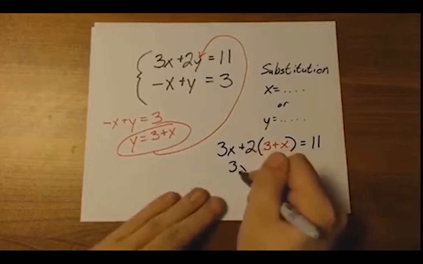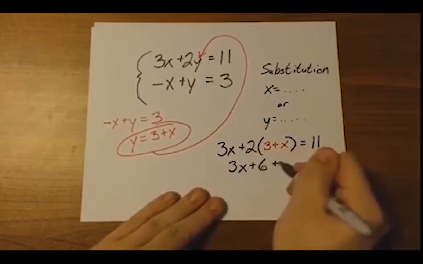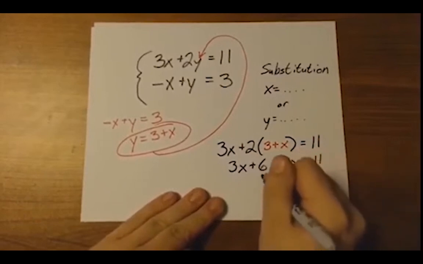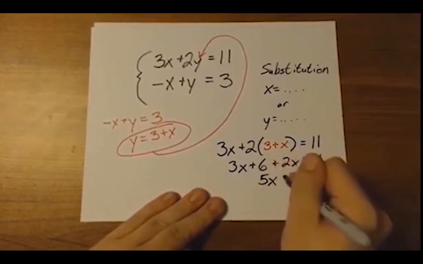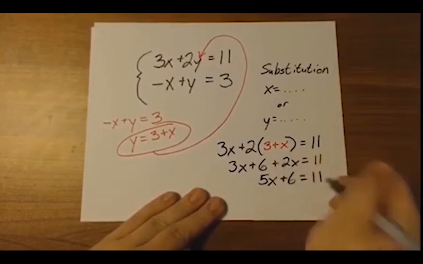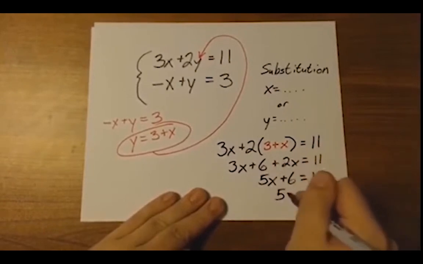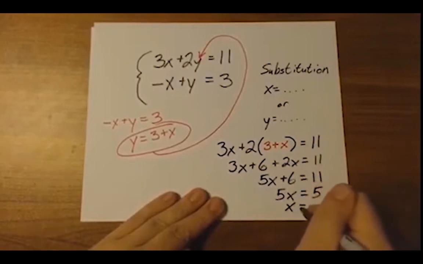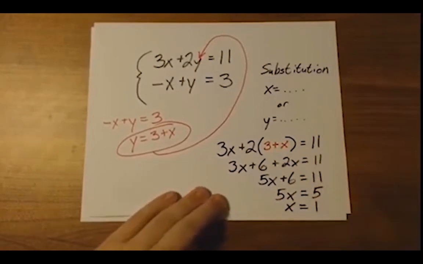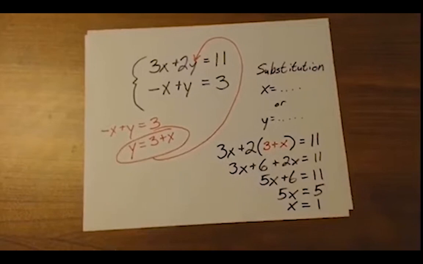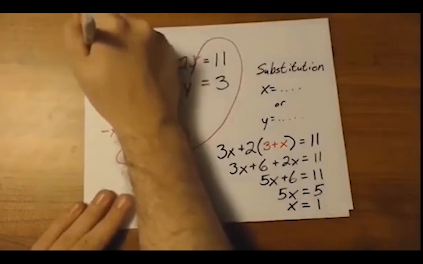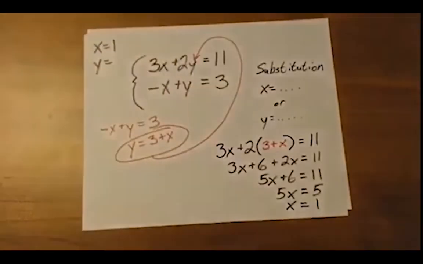So now 3x plus 6 plus 2x equals 11, which means 5x plus 6 equals 11. 5x equals 5. So we get x equals 1. We're not done though because we need x and y. We have x equals 1. We don't know what y is yet.